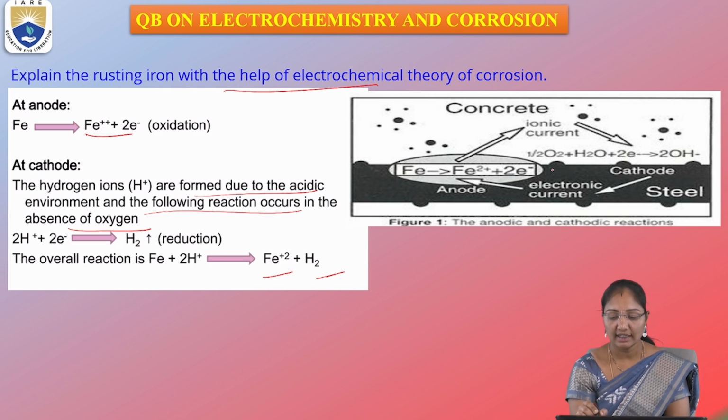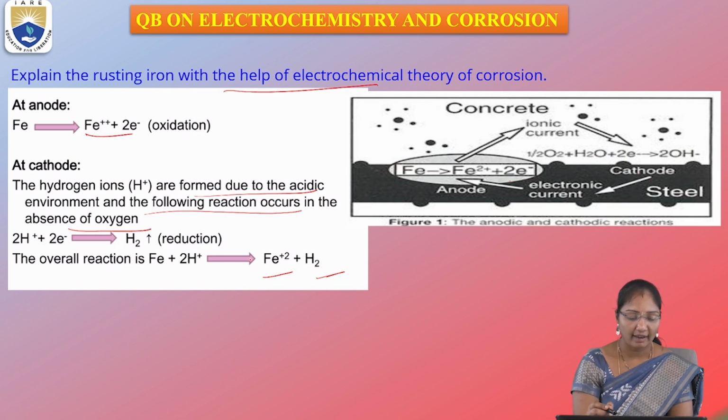Here we can see this is the surface of a pipe or steel. So here at the anode, the iron is going to convert into Fe2+ ions plus 2 electrons. So the ionic current, again, is going to react with O2 plus H2O. The 2 electrons from here give rise to 2 OH- ions. It is going to happen at the cathode.